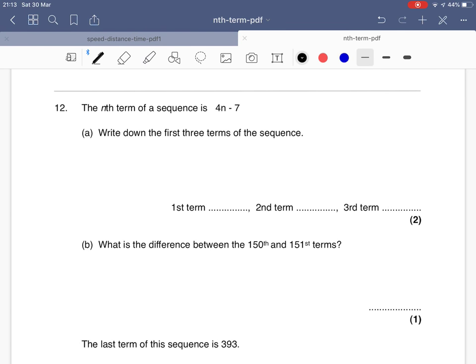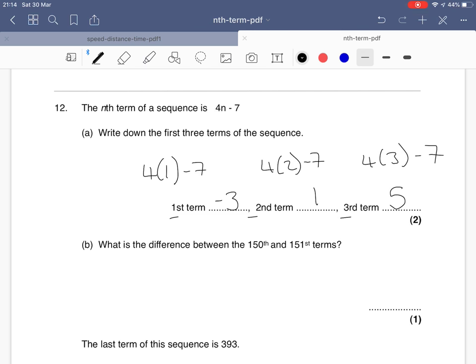The nth term of a sequence is 4n minus 7. Write down the first three terms of the sequence. So again, we're replacing n with 1, 2, and 3. So we're doing 4 times the 1 minus 7, 4 times the 2 minus 7, and 4 times the 3 minus the 7. So 4 times 1 is 4, minus 7 is minus 3. 4 times 2 is 8, minus the 7 is 1. 4 threes are 12, minus 7, that's 5.